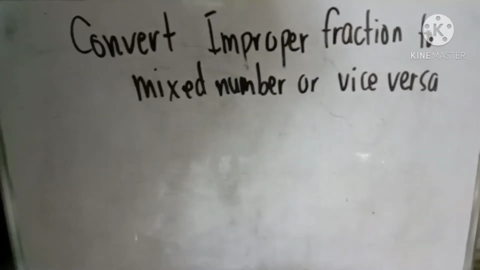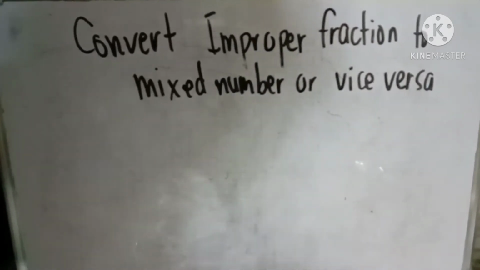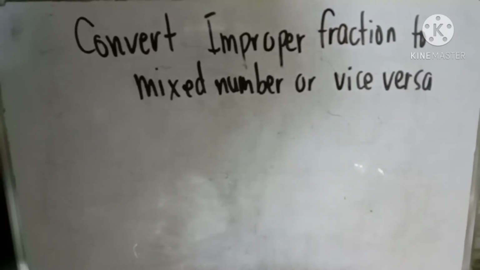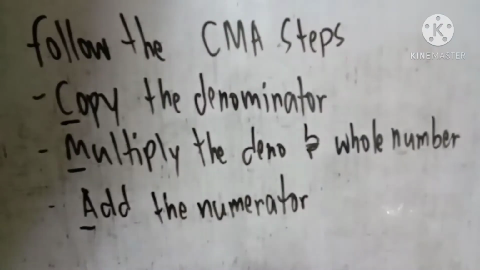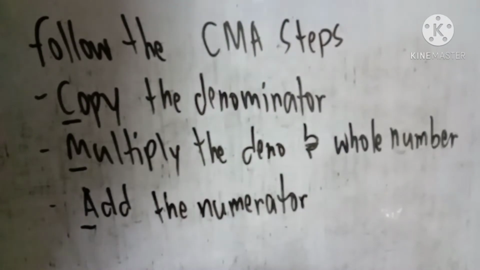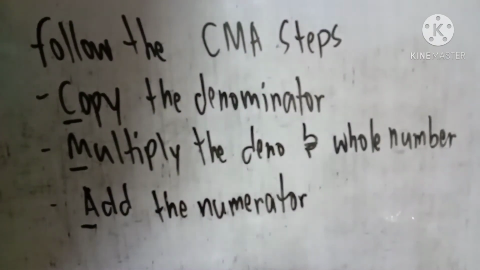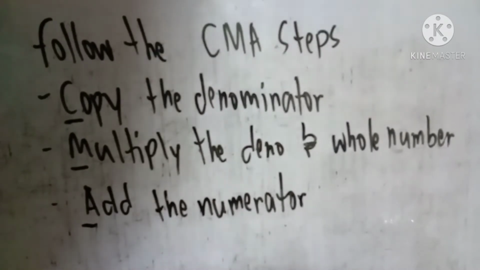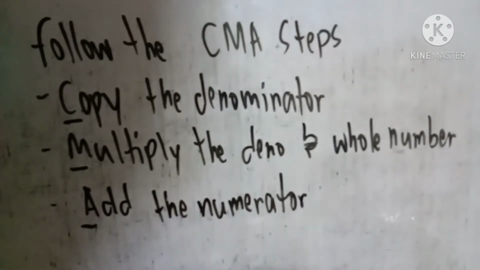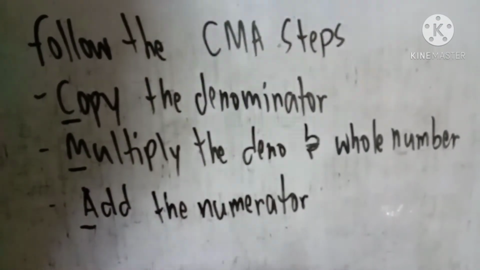Okay, this time children, I just want to teach you how to convert improper fraction to mixed number or vice versa. To convert improper fraction to mixed number, you need to follow the CMA steps. What is CMA step? C stands for copy the denominator. M stands for multiply the denominator in a whole number. Then A stands for add the numerator to complete the set of converting improper fraction to mixed number.